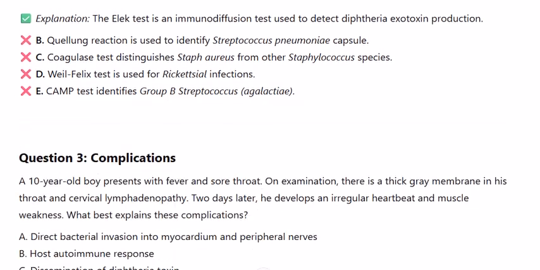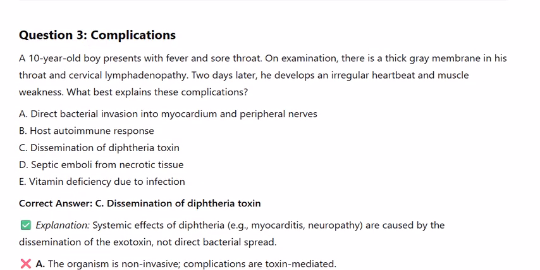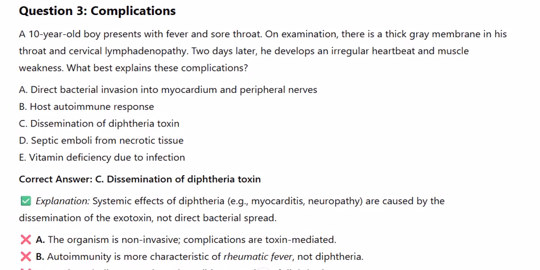Question 3. Complications. A 10-year-old boy presents with fever and sore throat. On examination, there is a thick gray membrane in his throat and cervical lymphadenopathy. 2 days later, he develops an irregular heartbeat and muscle weakness. What best explains these complications?